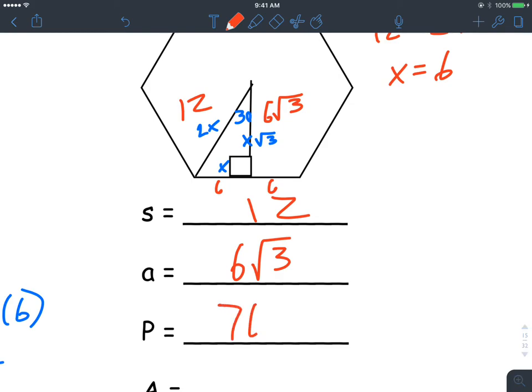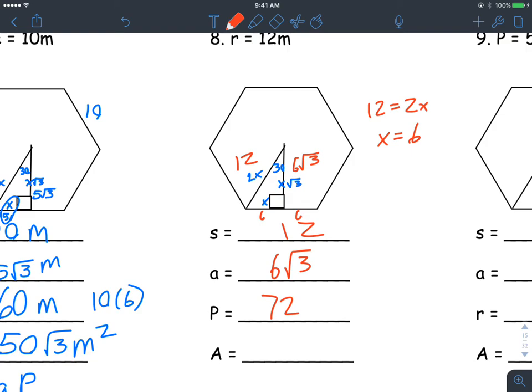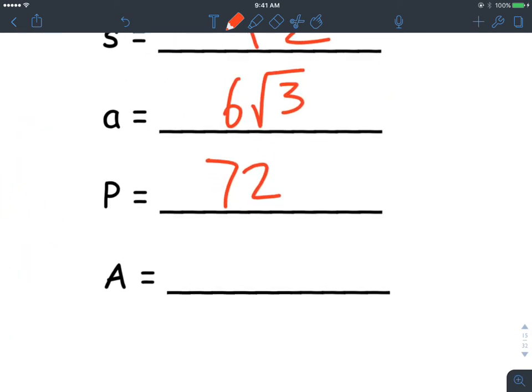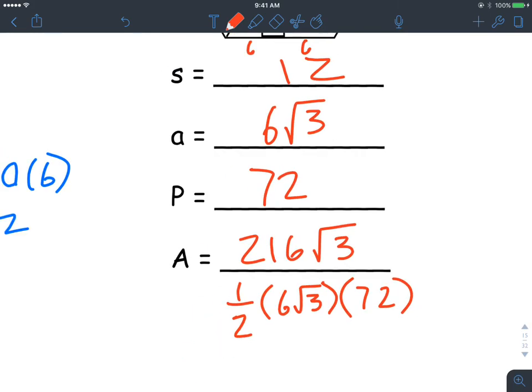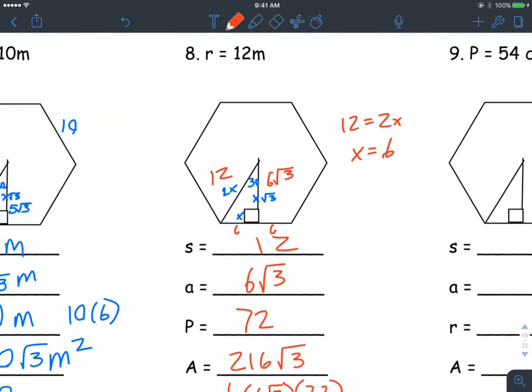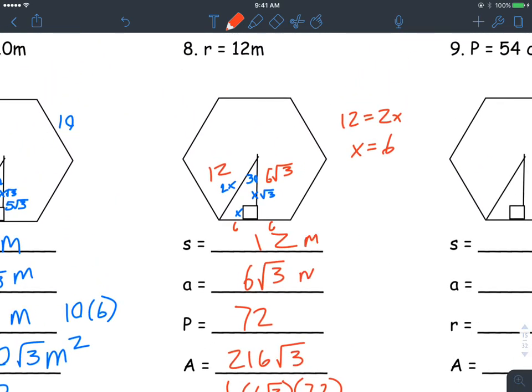So we'll go 12 times 6, that'll be 72. And then the area, 1/2 the apothem times perimeter. 1/2, 6 square root of 3, and then times 72. And I'm just going to use my calculator for that. Essentially, that's just 3 times 72, and I got 216. And then make sure you attach on the square root of 3 right there. Meters squared.